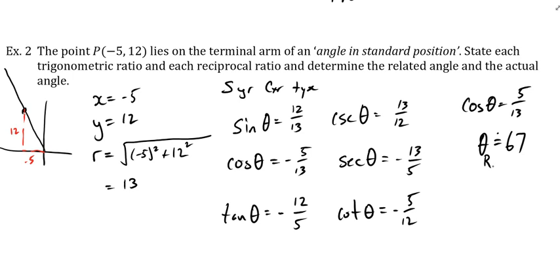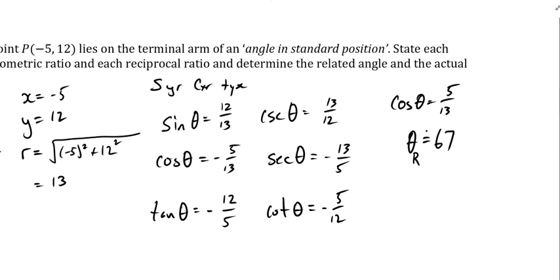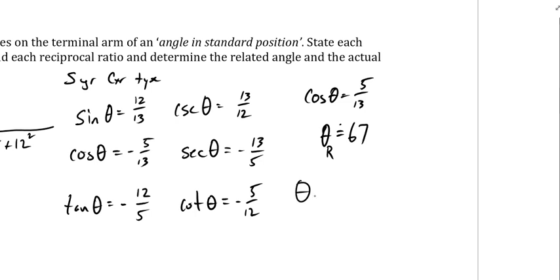I need to understand the bigger picture. So I know from my little diagram, and from the point that I was given, that I'm in quadrant two, right? So I just use the quadrant two formula: theta in quadrant two is 180 minus 67. So that's going to give me 13 degrees. No, not even close. 113, sorry. That makes more sense. And that's it. Find the related angle and then the actual angle, the terminal angle. That's how you do that question. Everybody good? Yep.